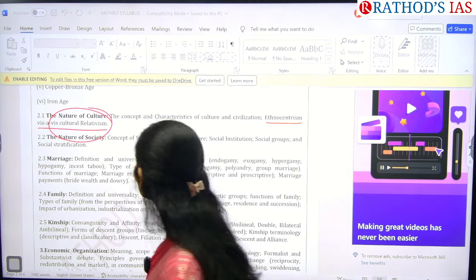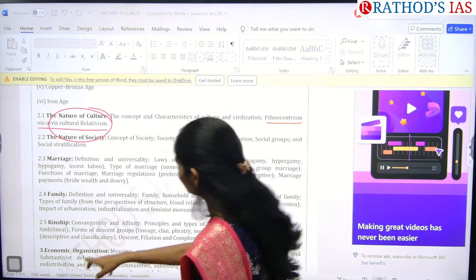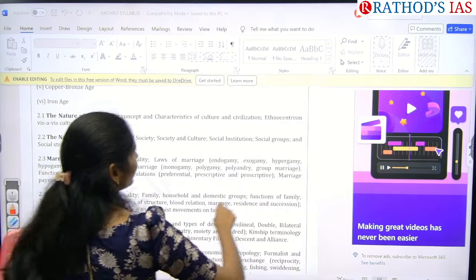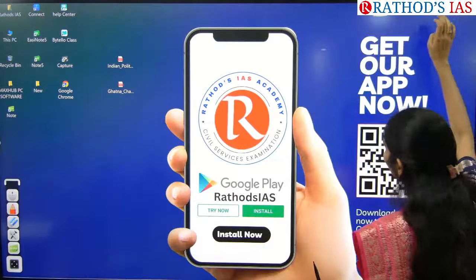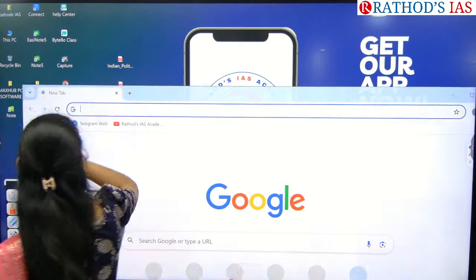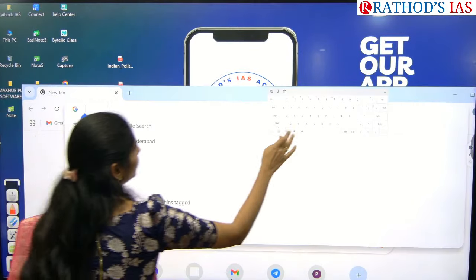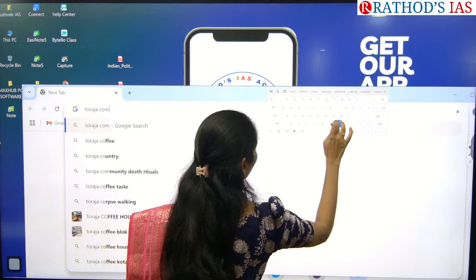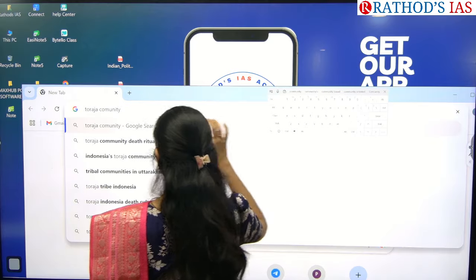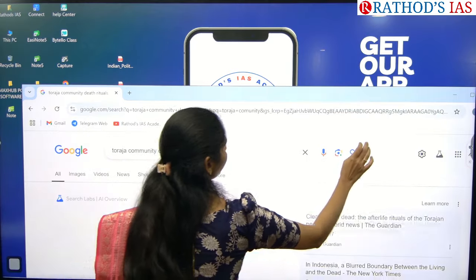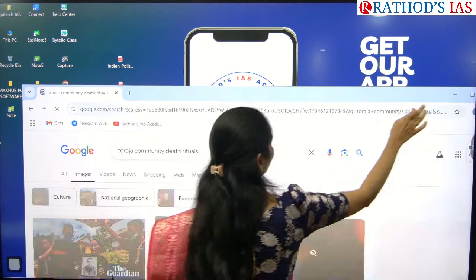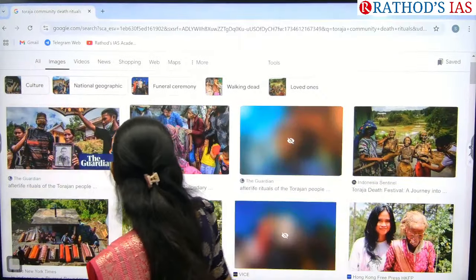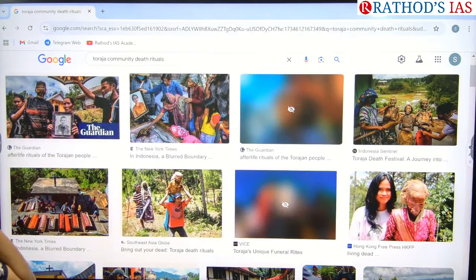Okay, I want to show one thing which is very interesting. Okay, can you see the images?